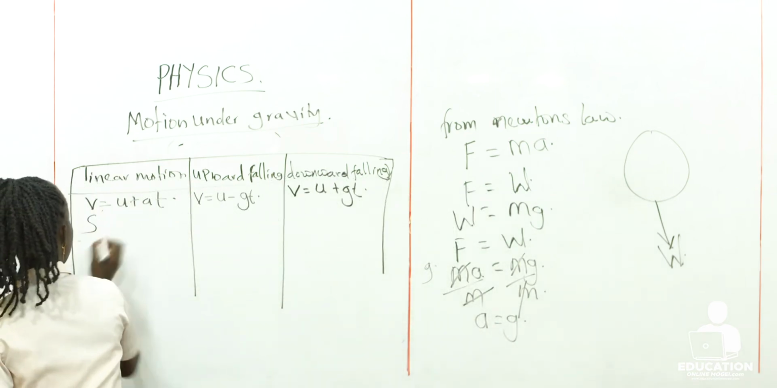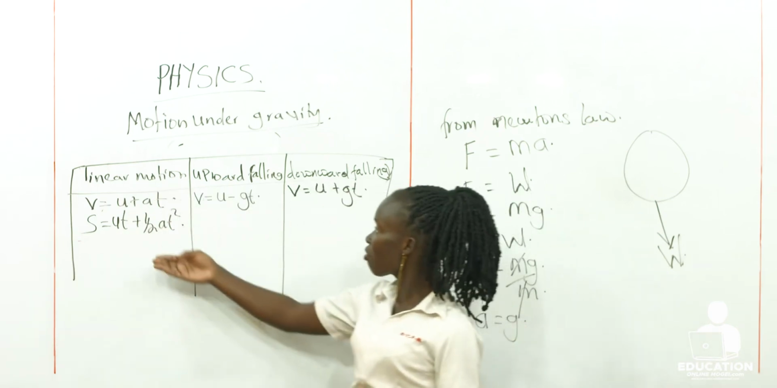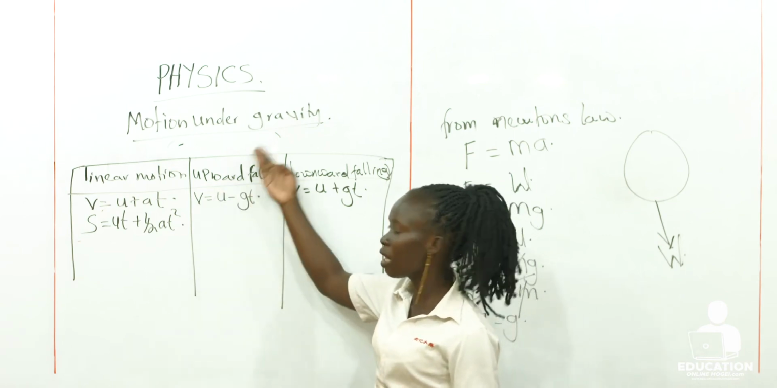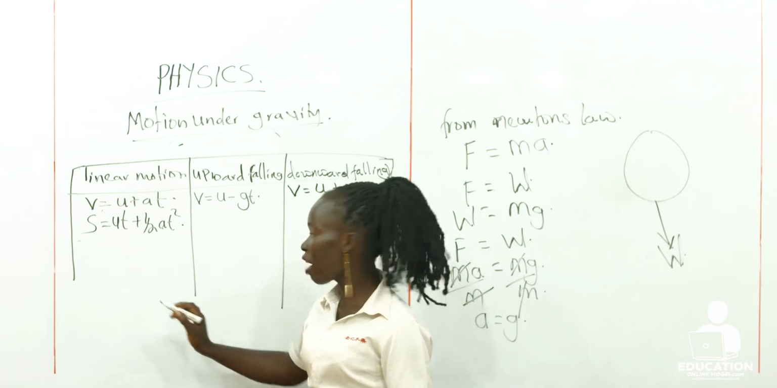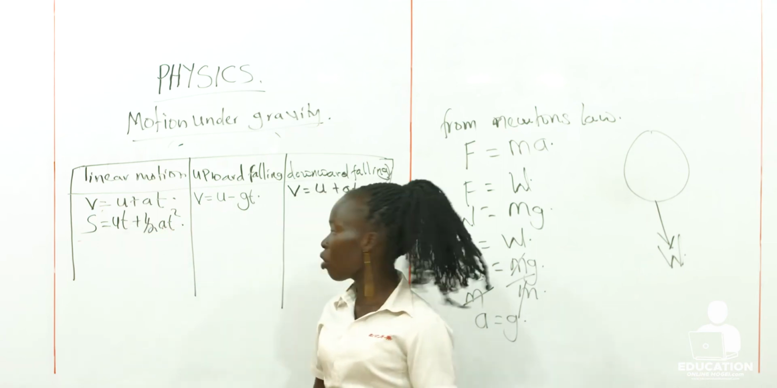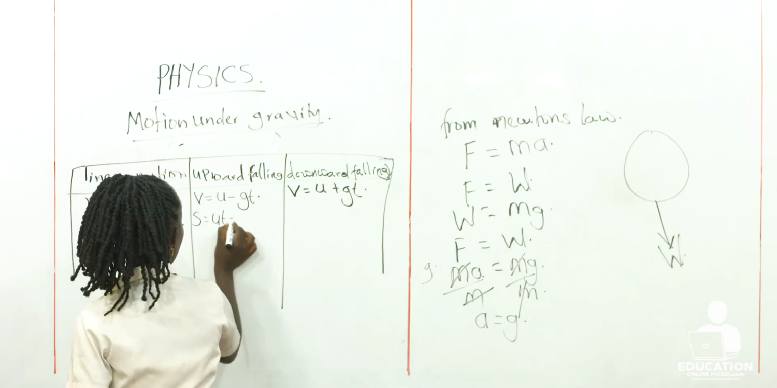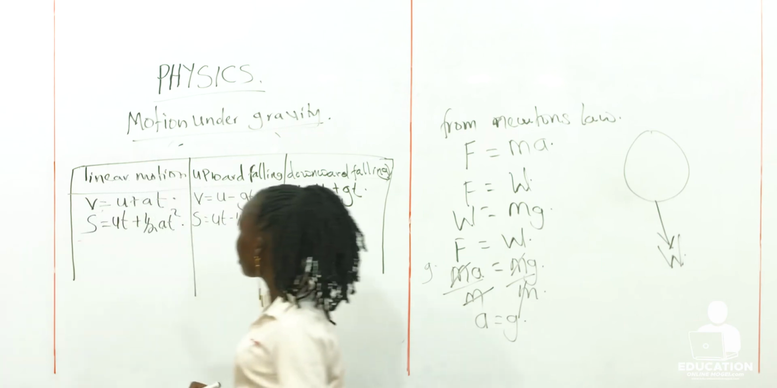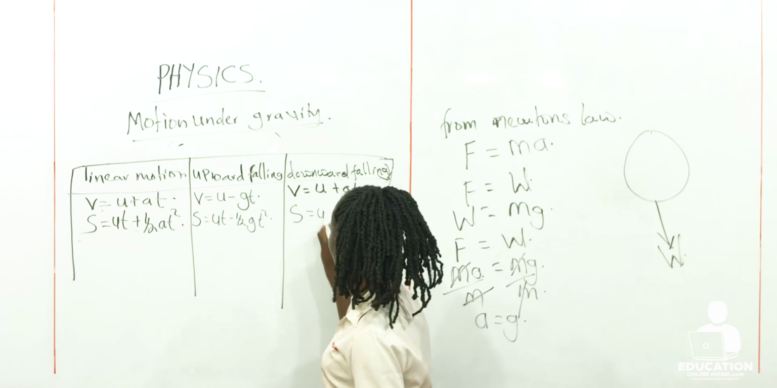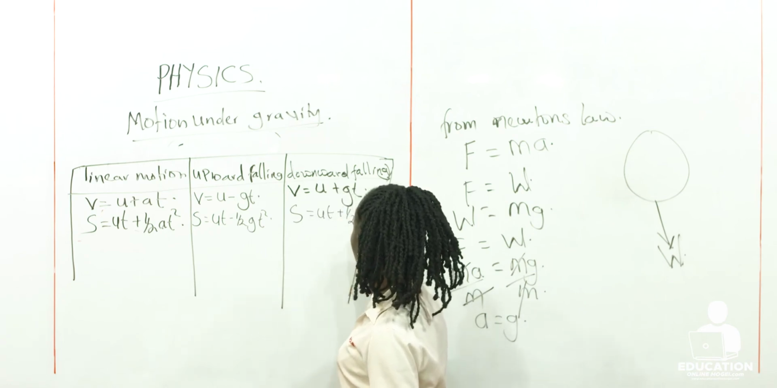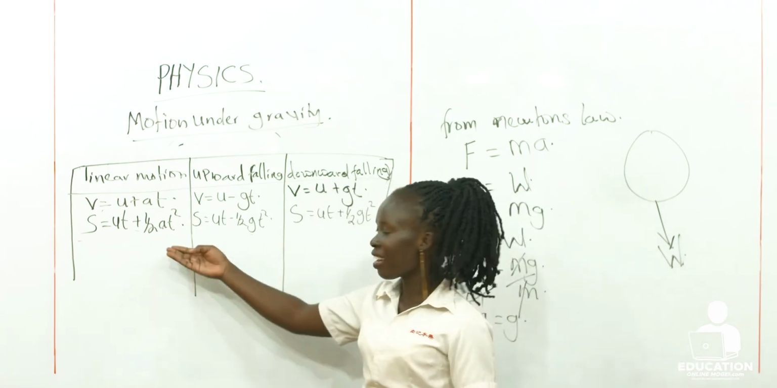Let's look at the second equation of motion. We have our second equation as s = ut + 1/2 at squared. What if the body is falling upwards? Our a here turns to g, and it is moving against the action of gravity. Our positive turns into negative because we are multiplying by a negative number. So we shall have s = ut - 1/2 gt squared. If it is coming downwards, we maintain the positive sign, so s = ut + 1/2 gt squared. This is our second equation of motion.